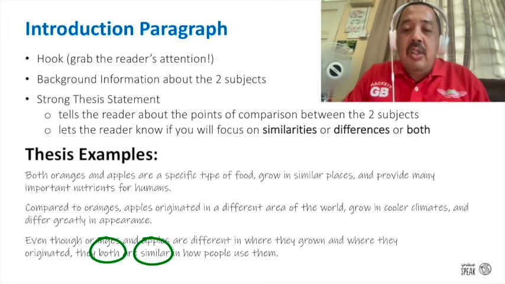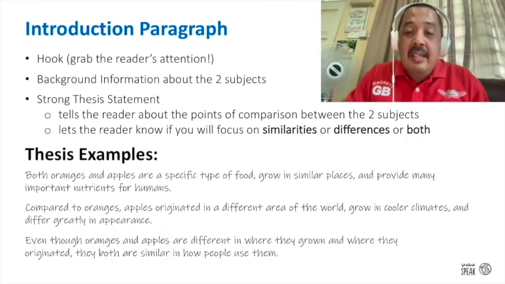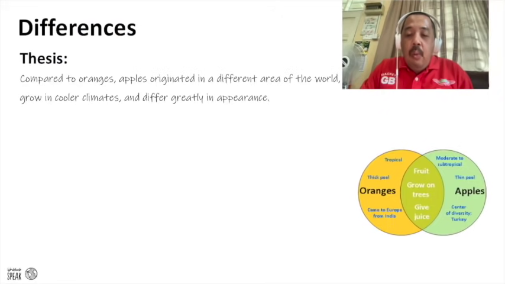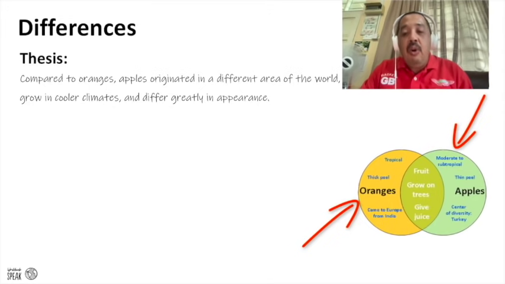I use the word both and then the word similar to signal to the reader I'm going to focus on similarities for this point. So there you have it, a thesis statement for similarities, differences, and for both. Okay, I would like to go over specifically what would be inside the body paragraph for a point by point method essay. So let's just say I'm going to focus on the differences, and remember the thesis statement I showed you previously, I'm just using the same one that I did for differences.